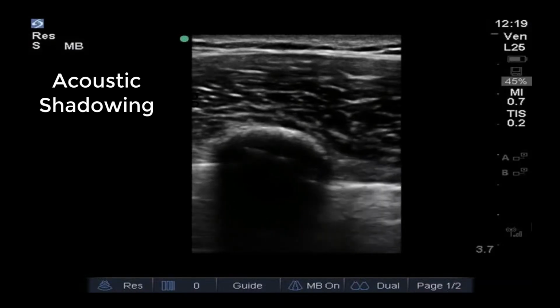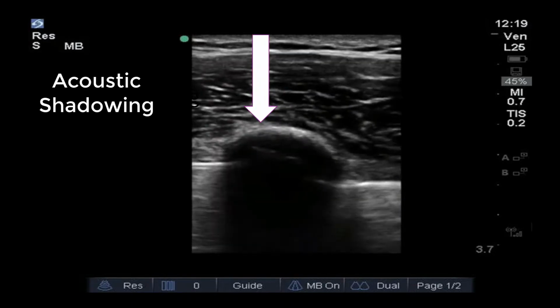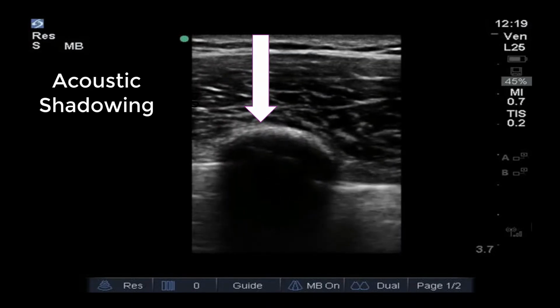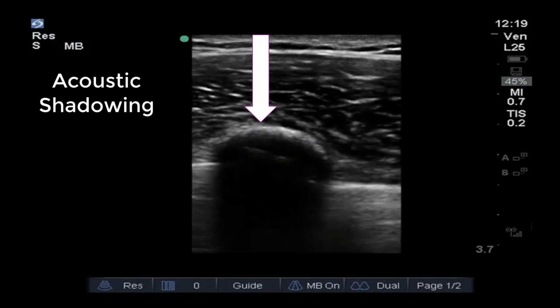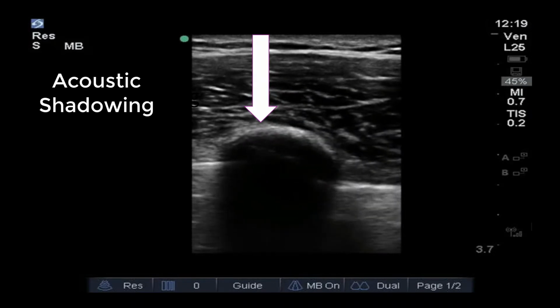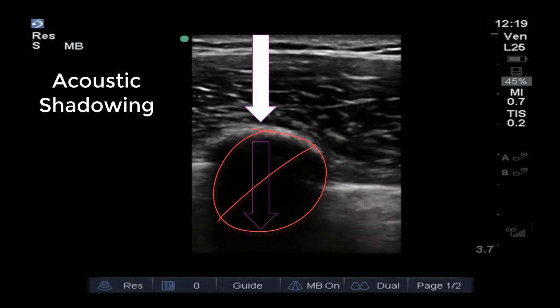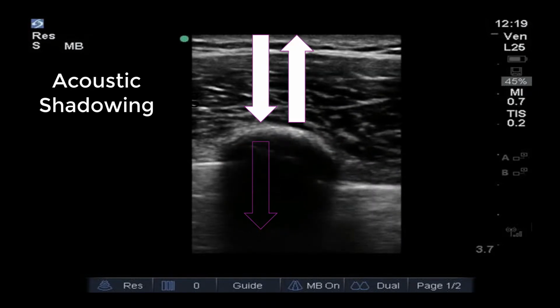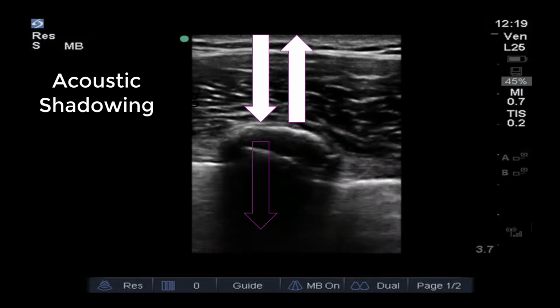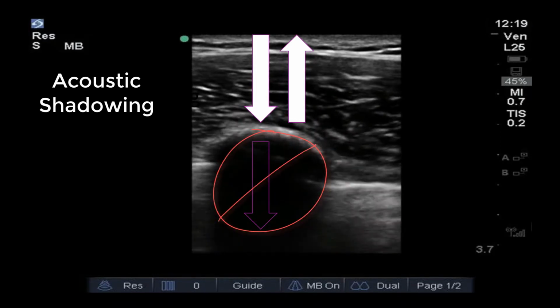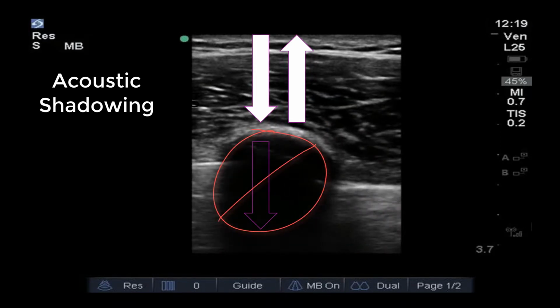Acoustic shadowing occurs when the beam encounters a structure with an acoustic impedance very different from that of the surrounding tissues. This results in near total reflection of the beam and appears as a shadow posterior to the structure, because none of the ultrasound is transmitted through. An example is how everything beneath the rib appears black.